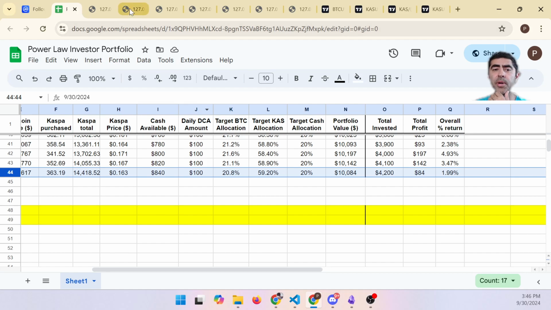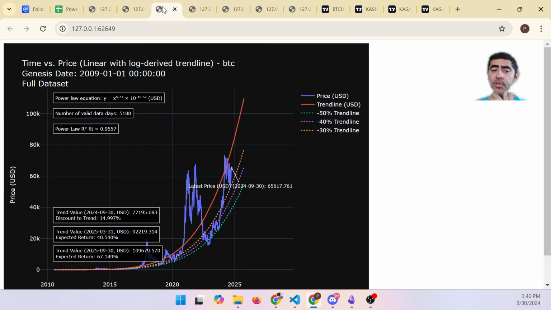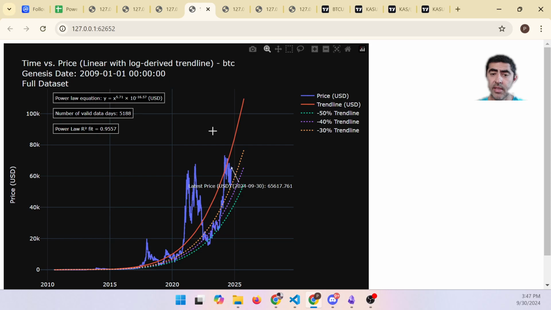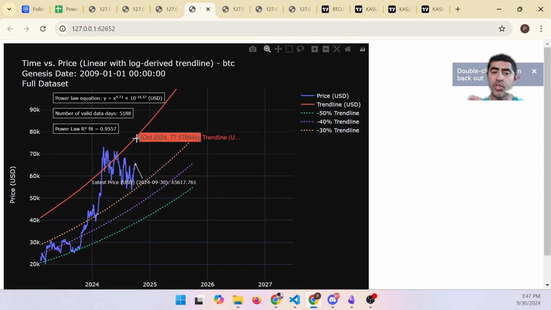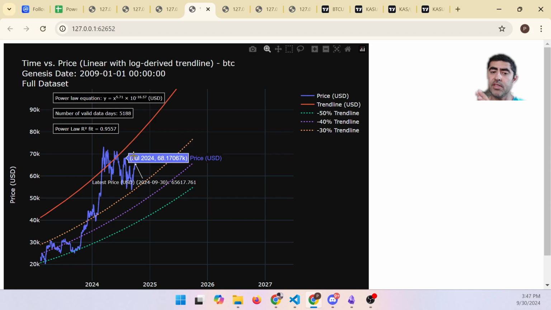So let's talk a little bit about where we are with these power laws. We'll start off with Bitcoin first. Currently, we're about 65,500, and based on the power law, the expected 12-month return is about 67%, which is quite good compared to what you'd be getting in the stock market. This says that we are at a discount to the trend of 15%, meaning that if we zoom in over here, this is where we should be if we were following the power law exactly, but we're about here. So this distance is about a 16% drop.